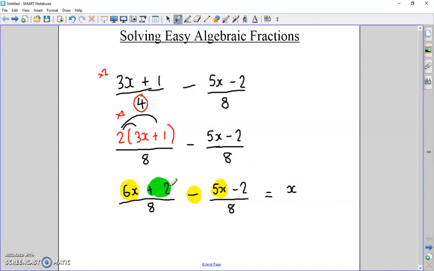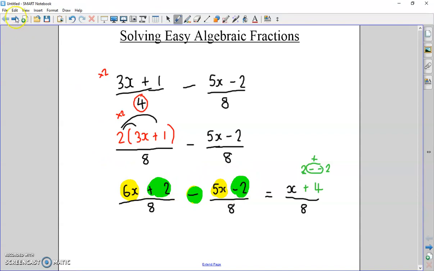2, be careful here, 2 take away minus 2. 2 take away minus 2. What happens when two minuses are together? They make a plus. So 2 add 2 is 4, and still that's all over 8. Okay, so that's the basics of adding fractions together. Get the denominators the same. Add or take away, you sometimes need to be a little bit careful when you're taking away a minus number.